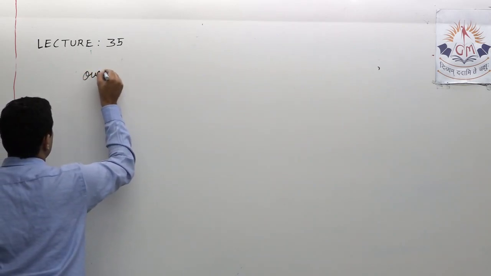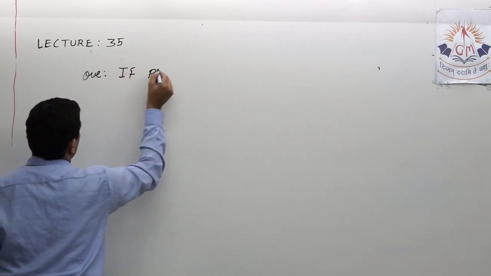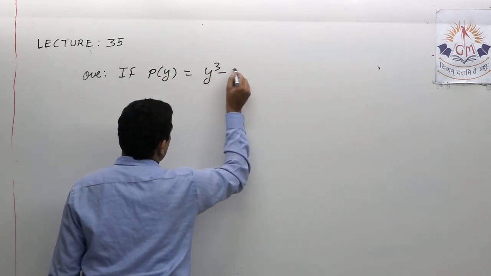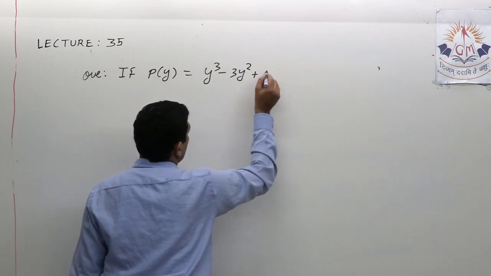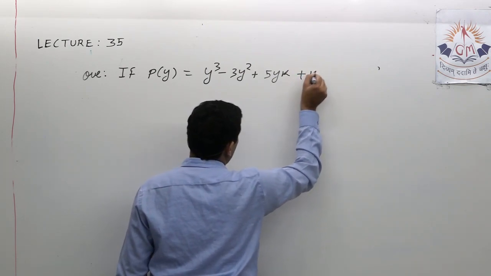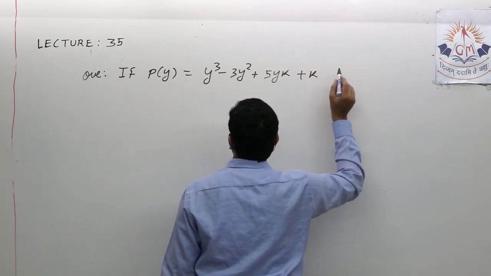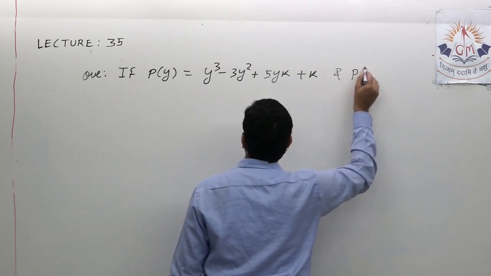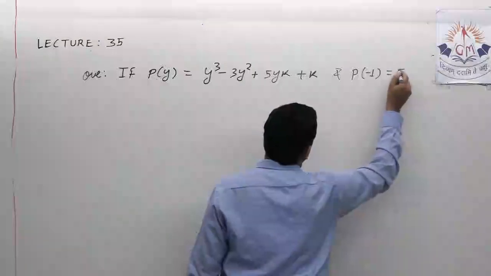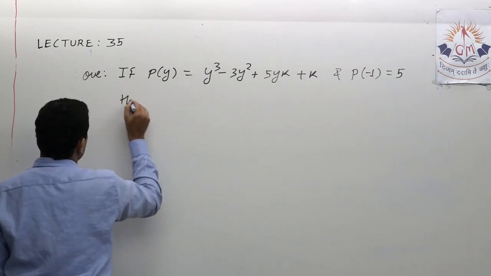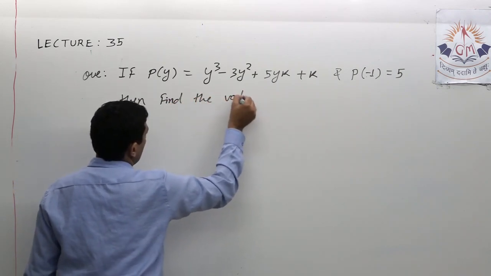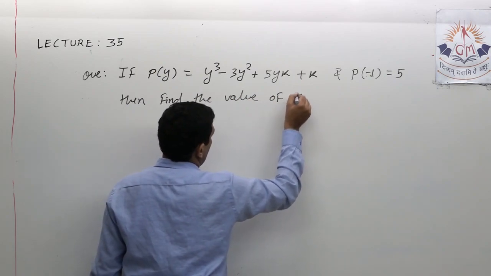Okay, next question is, if p of y is equal to y cube minus 3y square plus 5y k plus k, and p of minus 1 is equal to 5, then find the value of k.